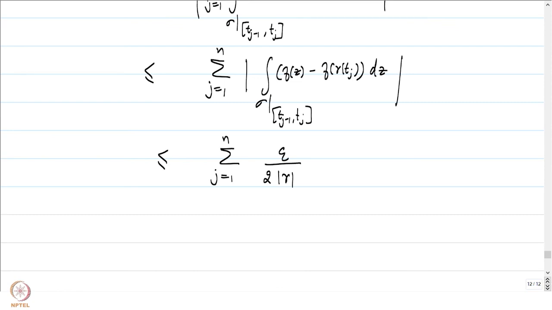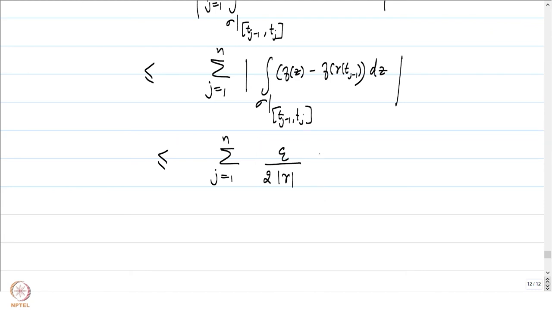Because z is a point which is lying on the straight line path from gamma of tj minus 1 to gamma of tj, and therefore the distance of z to gamma of tj is going to be less than the distance of gamma of tj to gamma of tj minus 1, or maybe tj minus 1 is what I should be putting, because that is what I had been using earlier. It doesn't matter, one of the two should have worked, and that distance is less than the number which ensures that the difference f of z minus f of gamma of tj is less than this number in the box.